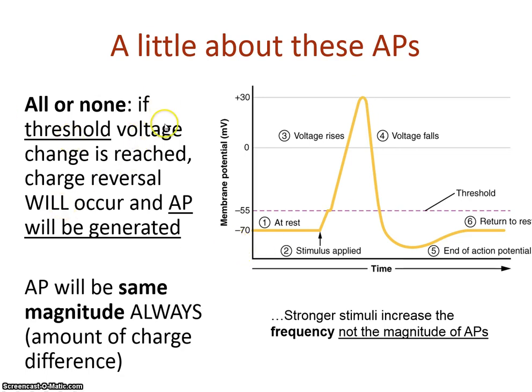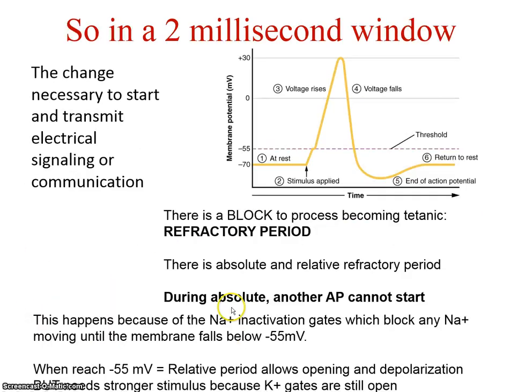So again, all or none. If you hit that threshold voltage, which again is really representing the number of sodium channels open, the charge reversal, with the outside becoming slightly negative to the inside, will occur, and action potentials will be generated. The action potential will be the same magnitude always. All right, this is really quick. I want you to think about how quickly you respond to things. So a 2 millisecond window, thousandths of a second. The change necessary to start and transmit electrical signaling or communication is so quick. And this quickness is what allows us to survive.